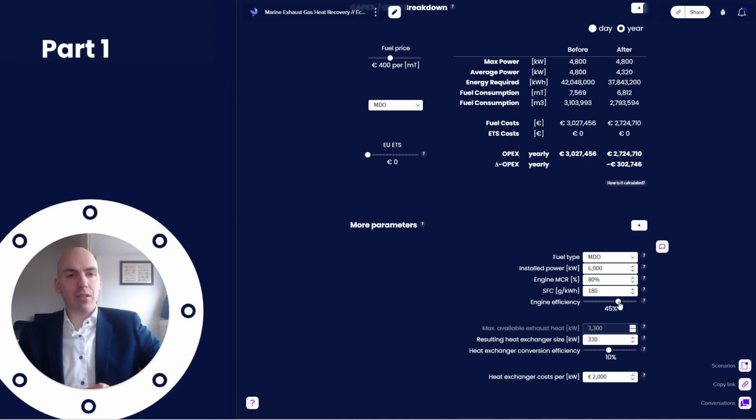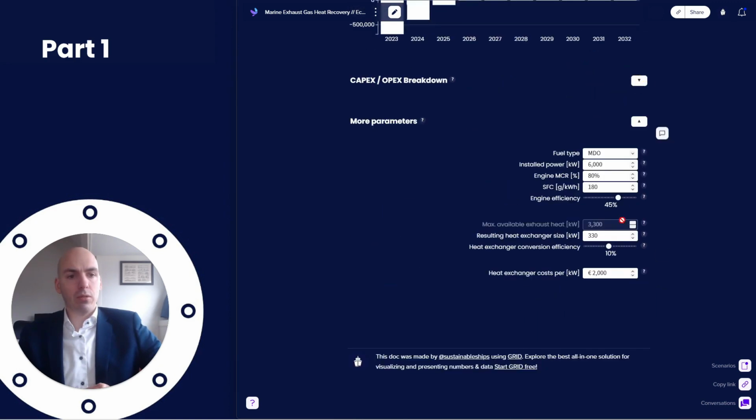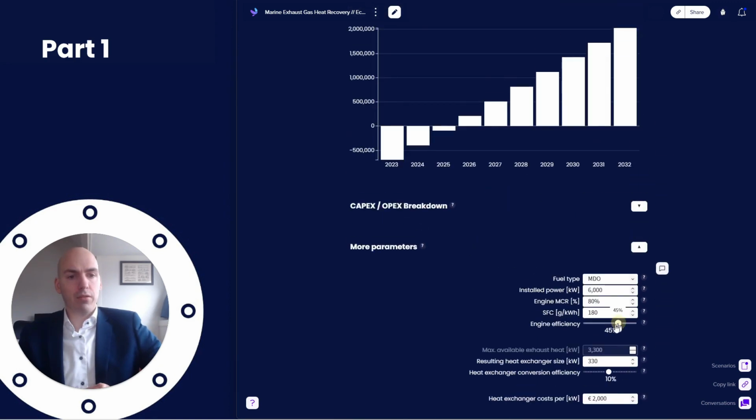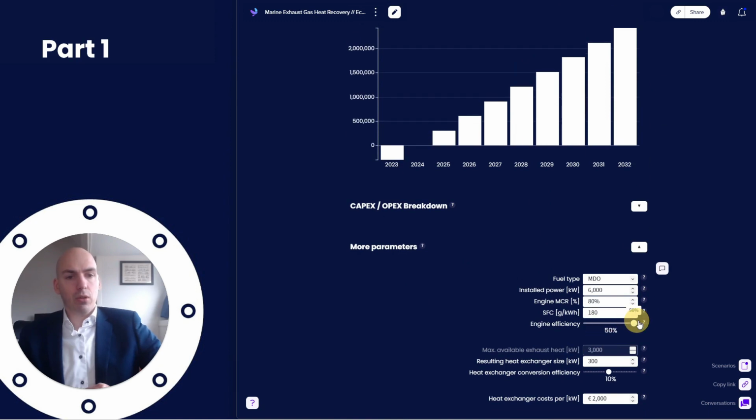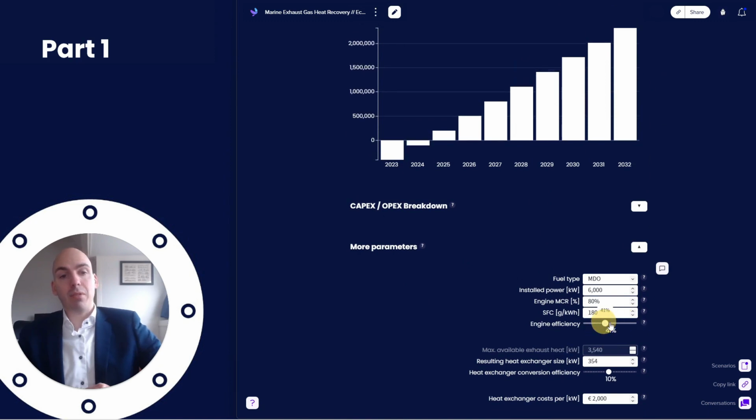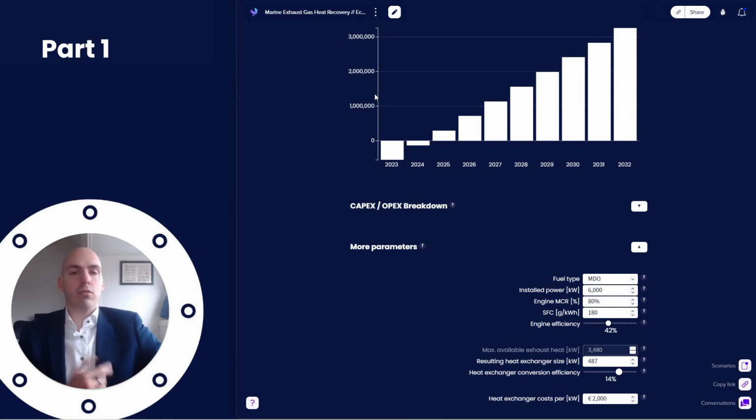And we also have engine efficiency, and we're going to see what that does. A higher engine efficiency means you have less heat that you can take out of your exhaust, but it only changes it a little. Together with the heat exchanger conversion efficiency, it mostly changes the amount of money or the fuel reduction you can achieve, and that directly translates into total money saved, but doesn't increase or decrease your payback period.